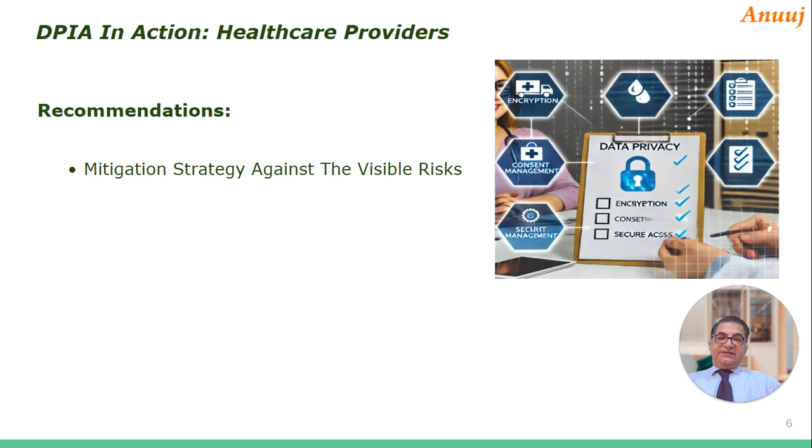Mitigate the strategies of the risk that you see. What are the visible risks? We have spoken about it. Who is accessing? How is he accessing? Do I need everything? Can I reduce the amount of data I need? That helps me optimize the resources as well as reduces the chances of risk.